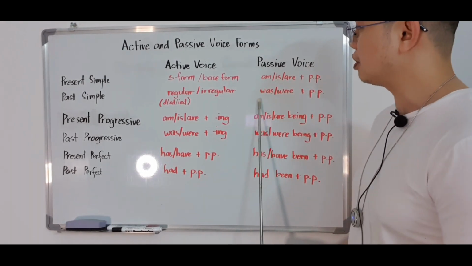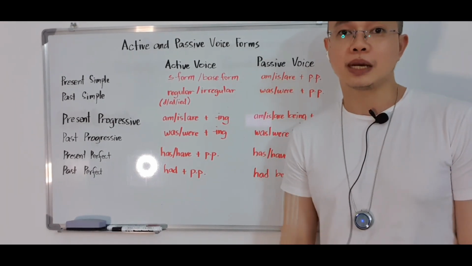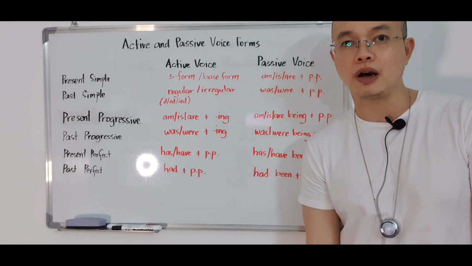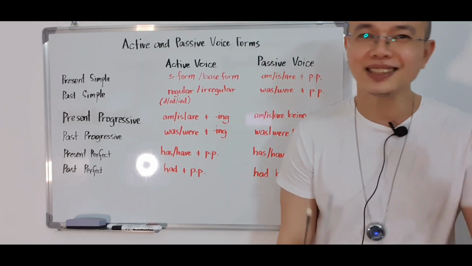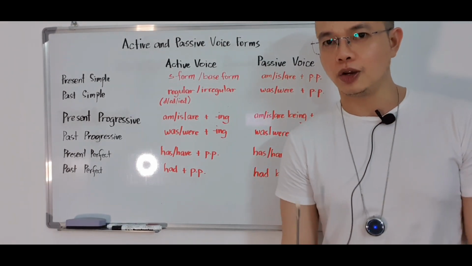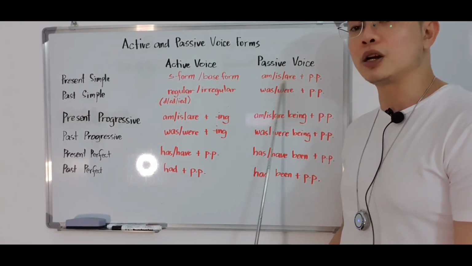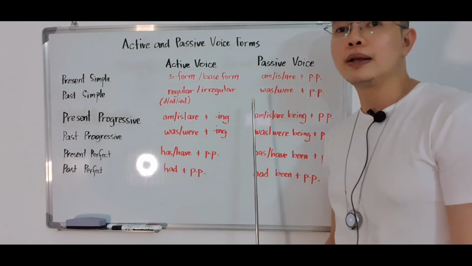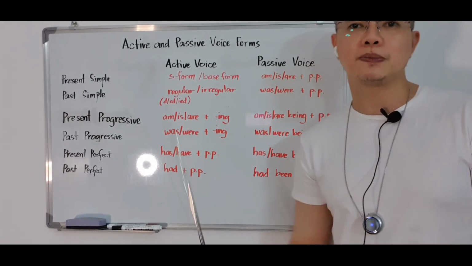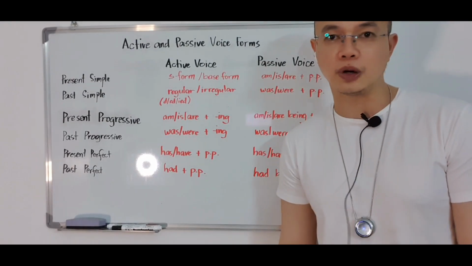For the singular subject, you're going to use was, and that includes I, and then were for plural subject, and then of course you're going to have the PP, or the past participle form of the main verb. Okay, it's very easy. So again, was, were plus PP. Okay, again, let's go back to the present simple. The passive voice is am, is, are plus PP, and the past simple passive voice form is was, were plus PP.